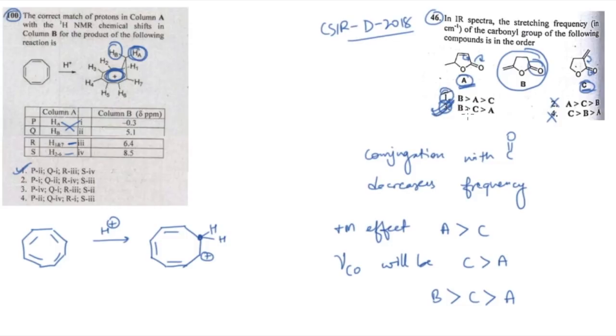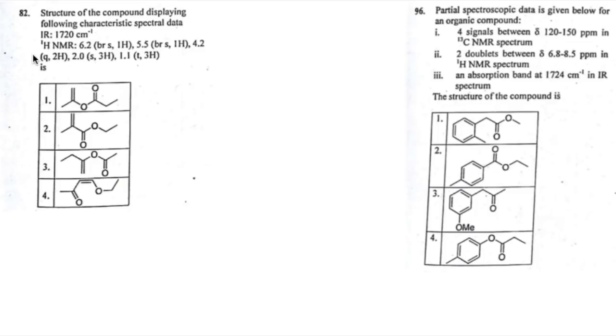Let's take some more questions and see how to solve them. We'll be taking up this question over here. It was asked for 4 marks. It says: the structure of the compound displaying the following characteristic spectral data. Your IR is given at 1720 cm inverse, and you are given proton NMR data, right? Now, it was a very debatable question. A lot of discussion was going on in this. So I'll try to make you understand in the easiest way possible.